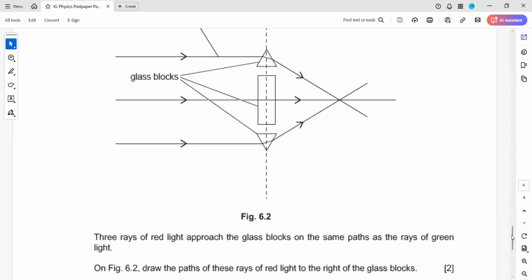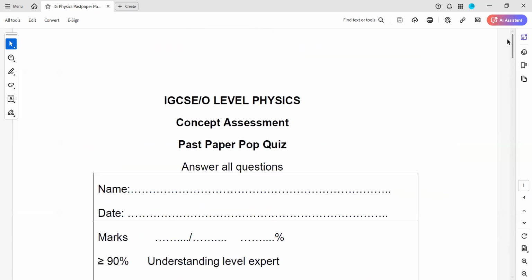Okay, so this was the past paper pop quiz.